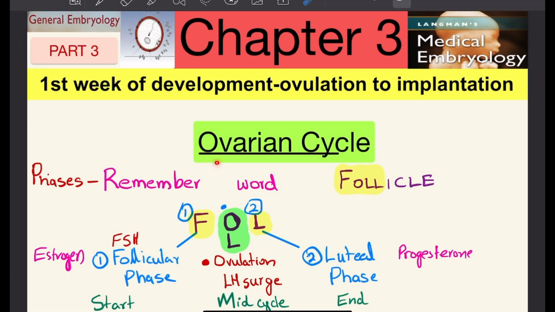First, we talk about the ovarian cycle. To remember the phases of ovarian cycle, we have to remember the word follicle. And we write the word follicle like this. First word we have F, and from F we have follicular phase, and it is at the start and it is under the effect of FSH hormone. Next is O, and it is ovulation, and we have L underneath it. So ovulation, there is LH surge, and this is in the mid of the cycle. At the end we have L, that is luteal phase, and that is under the effect of progesterone. Follicular phase is also affected by estrogen.